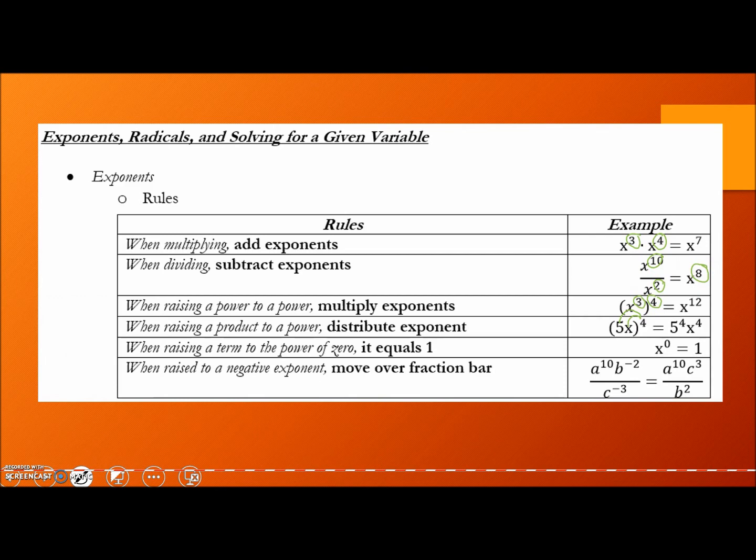Finally, when raised to a negative exponent, you move across the fraction bar. So if you look at my example, a to the 10th is already a positive exponent, so it stays where it's at. The b to the negative 2, though, to get rid of the negative exponent, I move it down bottom, so now it's become a positive 2. Same with the c to the negative 3. To make it a positive 3, I move it up top, and now it is a positive 3.